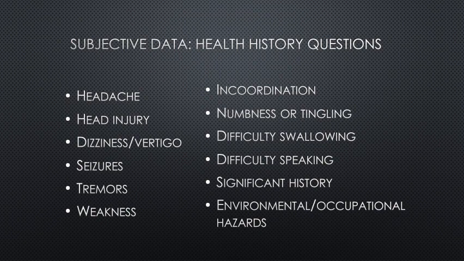You're asking about tremors, involuntary shaking, vibration, trembling. Weakness, you want to know, is it generalized weakness all over, or is it a localized body part? And does it occur with anything?